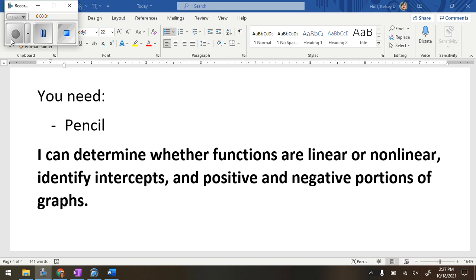Well, that's a KFOG. Key features of graphs. I'm not writing that out every time. So today, you're going to have a worksheet. Tomorrow's a worksheet. Wednesday's a worksheet. Thursday's a worksheet. Friday's a quiz.